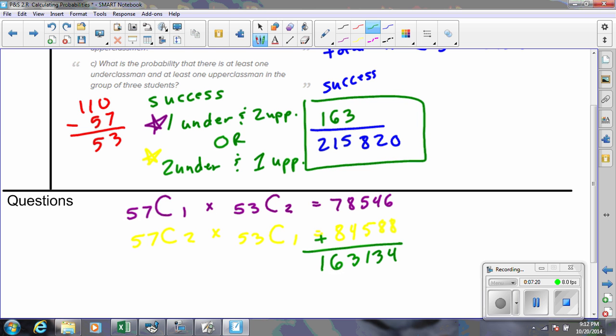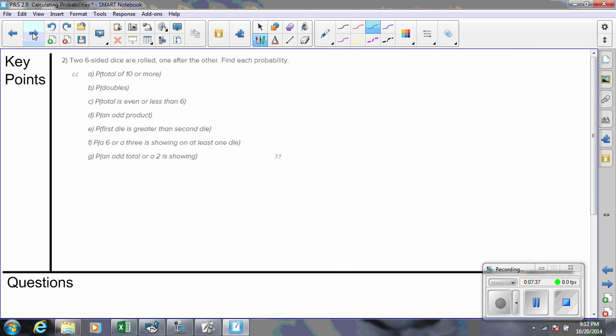There are 163,134 successes out of 215,820 total possibilities. And we're done. I know I went through these pieces, especially part C, pretty quickly, but that's stuff that we were doing in 1.5. It's a review skill.